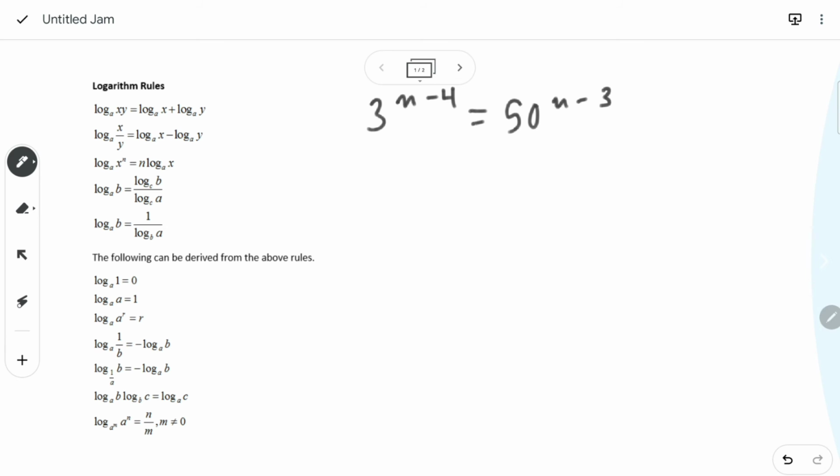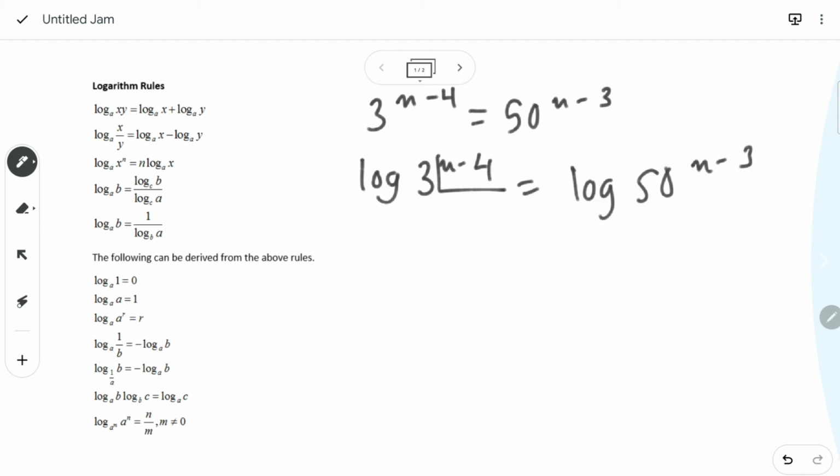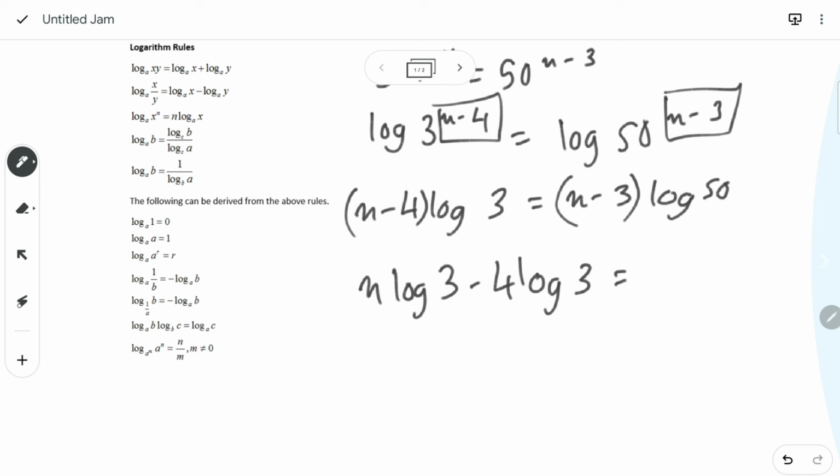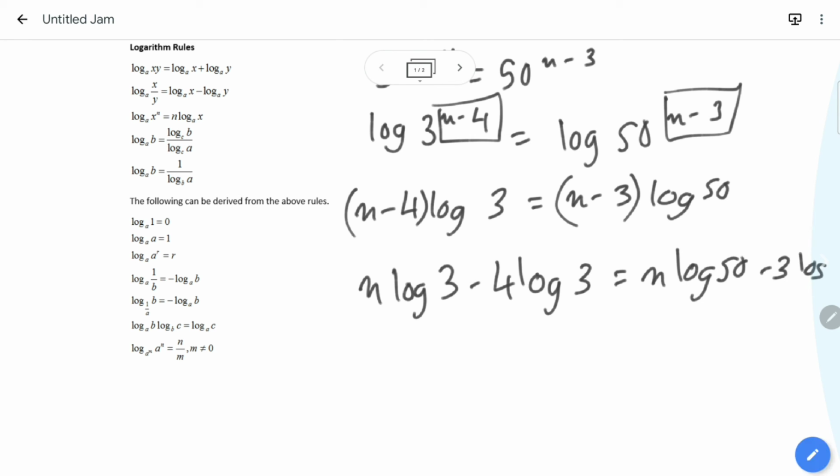This question, it's probably a little bit confusing, but it's not exactly. So what you want to do is just apply log to both sides. Now this is an index or power, so you can bring it to the front. So what you're next gonna do is, this is one term, this is one term, so x log 3 minus 4 log 3 is equal to x log 50 minus 3 log 50.